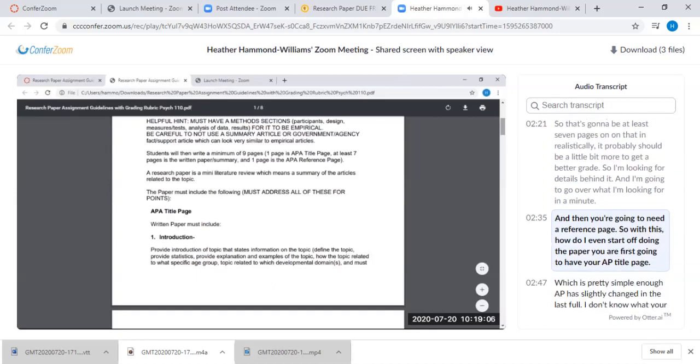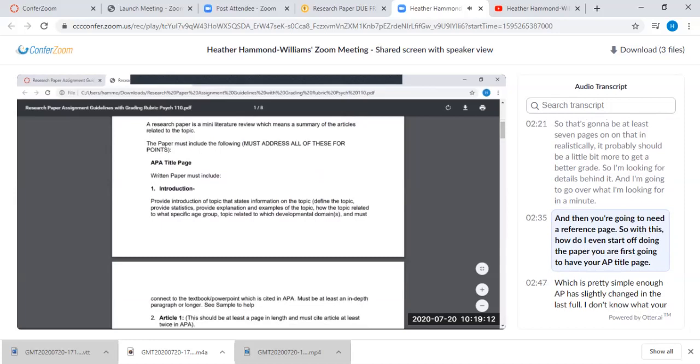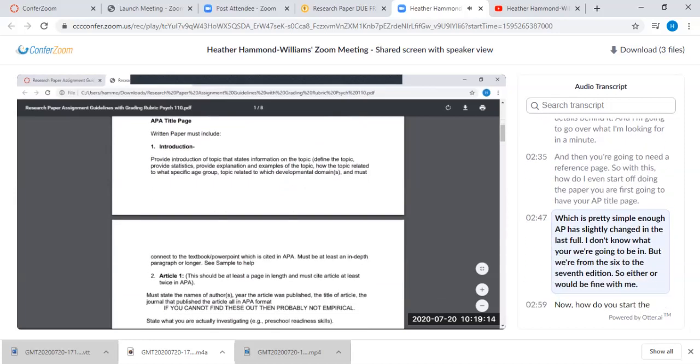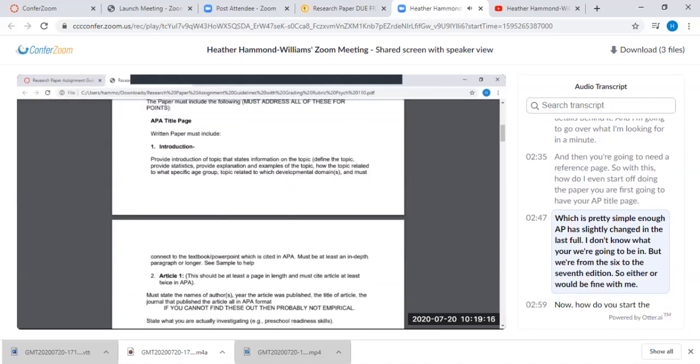So with this, how do I even start off doing the paper? You are first going to have your APA title page, which is pretty simple enough. APA has slightly changed in the last year. Well, I don't know what year we're going to be in, but we're going from the 6th to the 7th edition, so either will be fine with me.